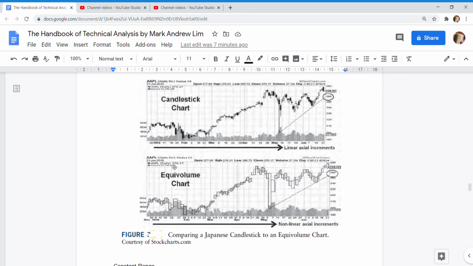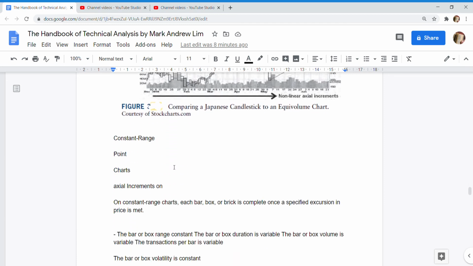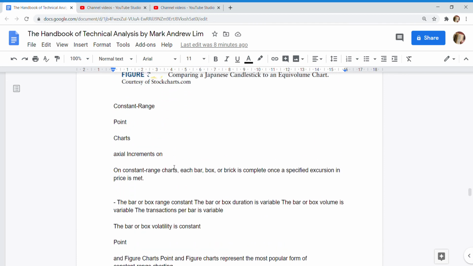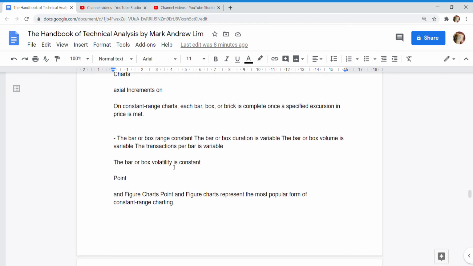Constant range charts. On constant range charts, each bar, box, or brick is complete once a specified excursion in price is met. The bar or box range is constant. The bar or box duration is variable. The bar or box volume is variable. The transactions per bar is variable. The bar or box volatility is constant.